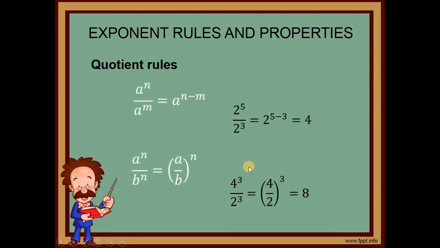Okay, let's have an example. We have 4 raised to 3 all over 2 raised to 3. Now, ang magkamuka lang sa kanila yung exponent. So, ano yung pwede natin gawin? Divide muna natin yung 4 divided by 2 and then raise to 3. 4 divided by 2 ay 2, raised to 3 is simply 8. And that's it.